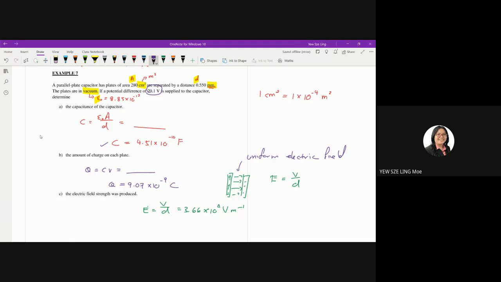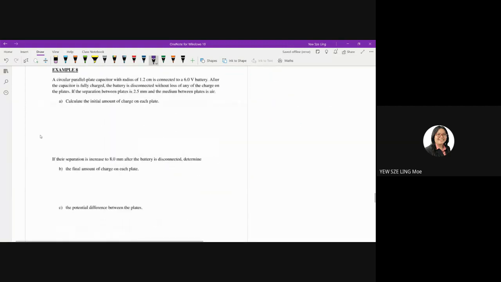Question 8 is a bit interesting now because you want to see what happens with and without the battery. So example 8 has a circular plate. Now you see, you don't always have a square or rectangular plate; you can have a circular plate. You have a circular parallel plate capacitor with a radius of 1.2 cm, connected to a 6-volt battery. After the capacitor is fully charged, the battery is disconnected.